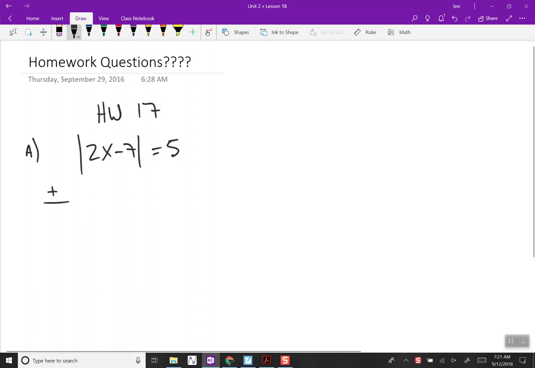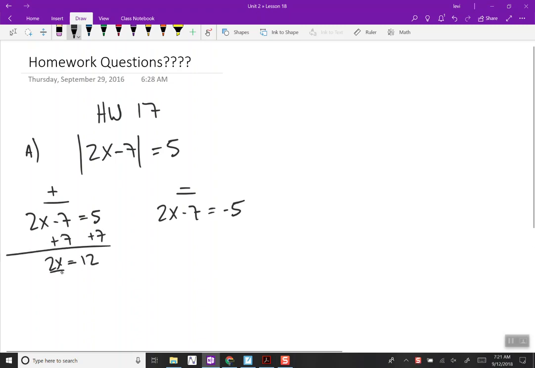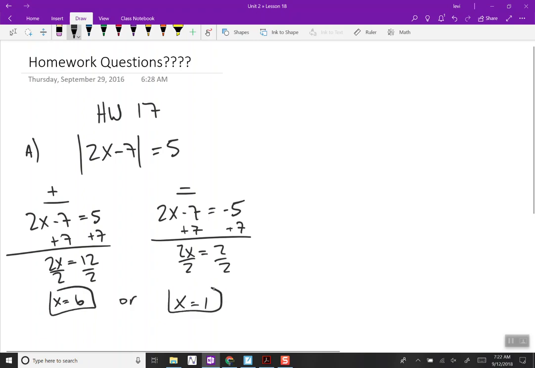We'll make our positive side 2x minus 7 equals 5. Our negative side, 2x minus 7 equals negative 5. Add 7. 2x equals 12. Divide by 2. X equals 6. Our steps will be the same on the other side. We'll add 7, divide by 2. X equals 1. So x equals 6 or x equals 1.